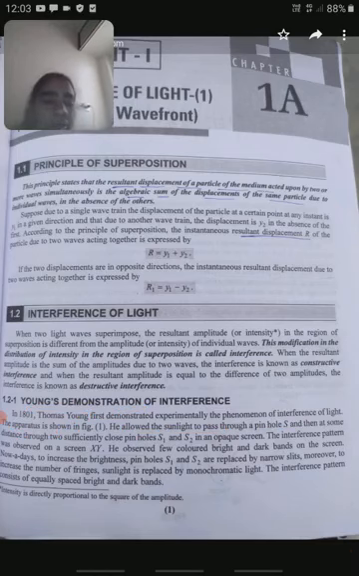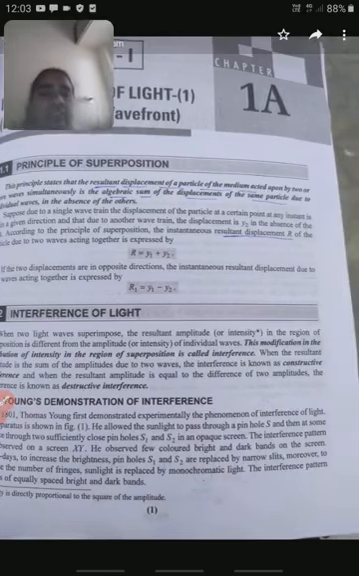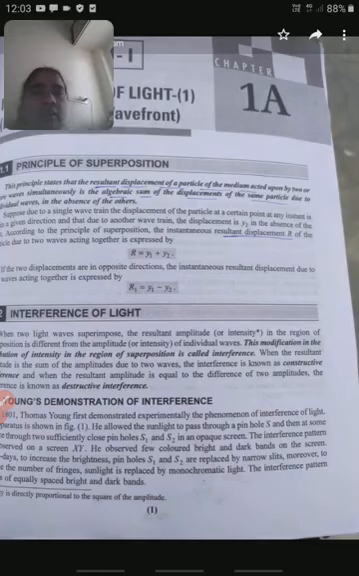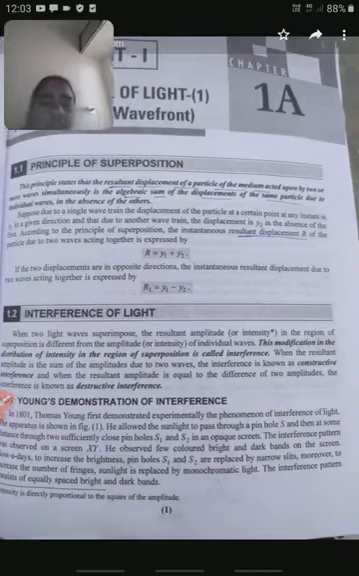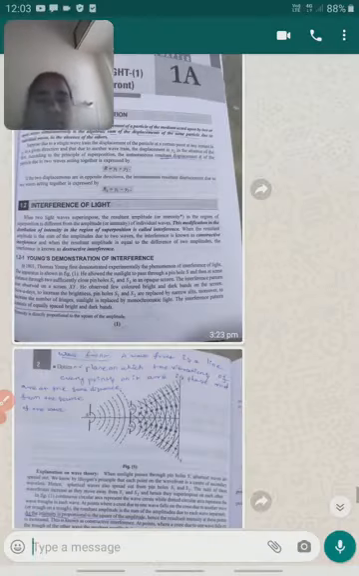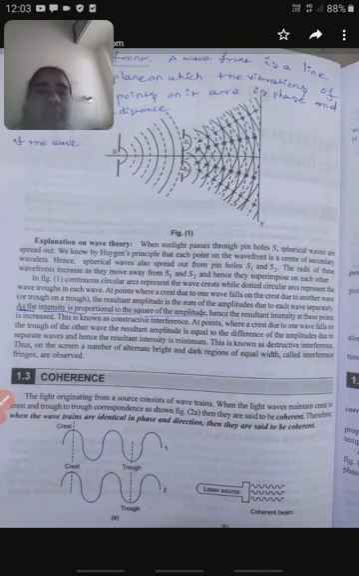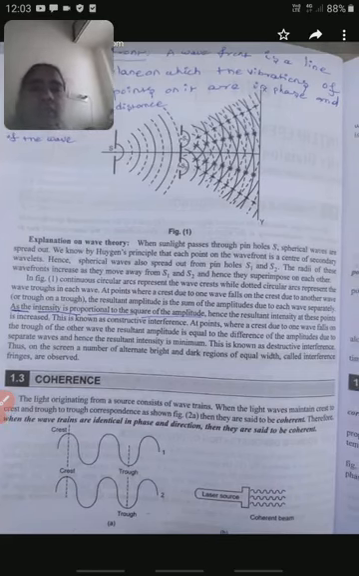First of all, we should know the apparatus. What are the apparatus involved in this experiment? Observe this diagram. This is the experimental setup of Young's experiment. First we should know the S.